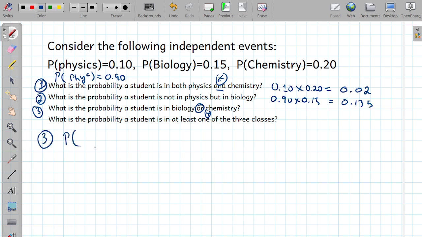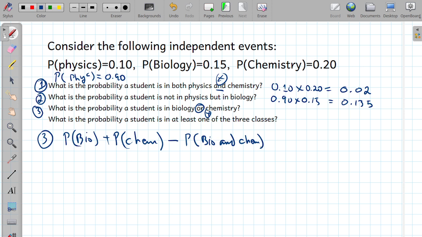the probability of biology plus the probability of chemistry. Now, there's also the possibility that certain students are in both, so that's where we're going to get our double count from. So we subtract the intersection of those, so this is an "and." We do that. What do we got?